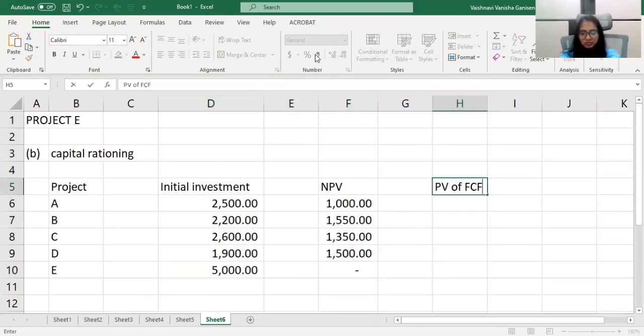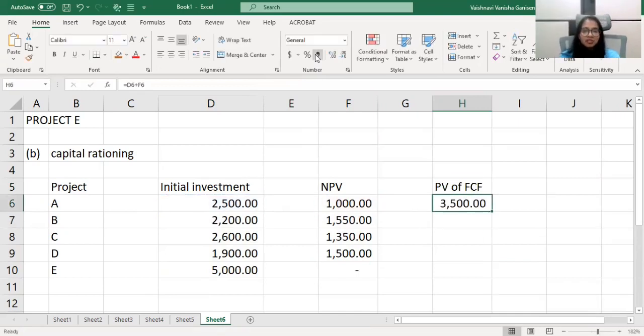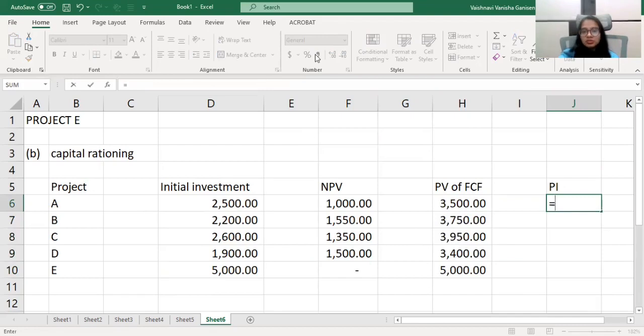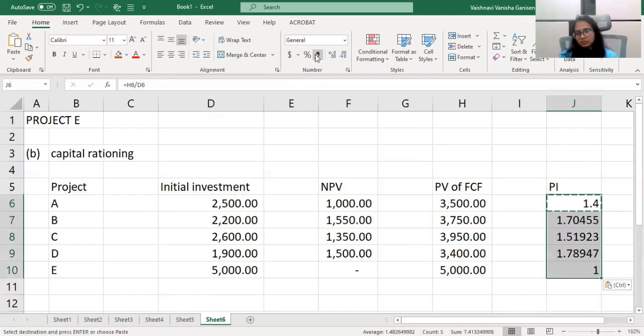Okay, so now what you need to do is calculate your present value of future cash flow. Remember I told you: initial investment plus NPV. Copy, paste, and then your PI. PI will equal your present value over initial investment. Okay, I'm just going to make it like this so that it's easier to see.